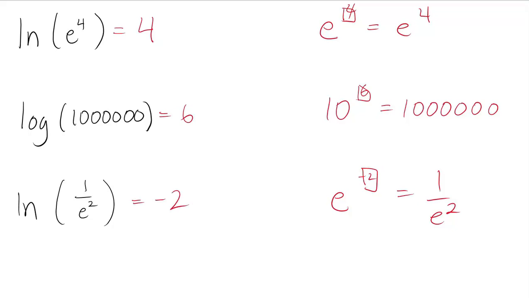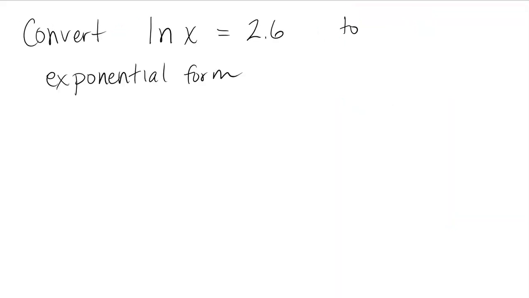Let's try more of these conversions. Let's convert the natural log of x equals 2.6 to exponential form. Our translator says that y equals log base a of x if and only if x equals a to the y. We want to go from the logarithmic form to the exponential form. The input to the logarithm goes by itself on one side. Well, the input to the logarithm is x, so the x goes by itself on one side.